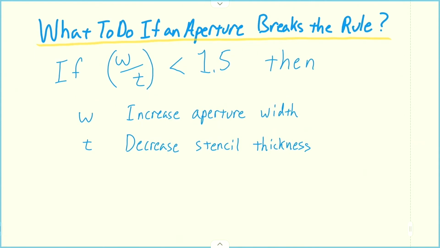So, what do you do if an aperture breaks the rule? That is to say, if W divided by T is less than 1.5, then what changes can be made to bring it above 1.5? You can increase the aperture width, which would increase the value of the aspect ratio, or you might decrease the stencil thickness, which would also increase the ratio. Remember, whether you increase W or decrease T, you need to do it enough to bring up the aspect ratio to greater than 1.5.